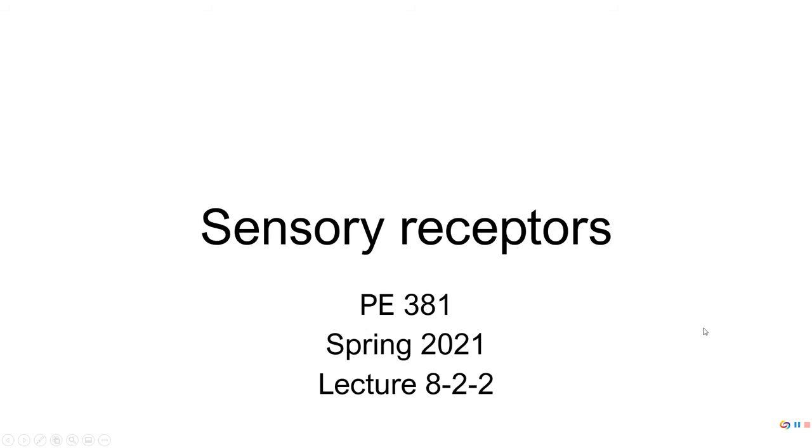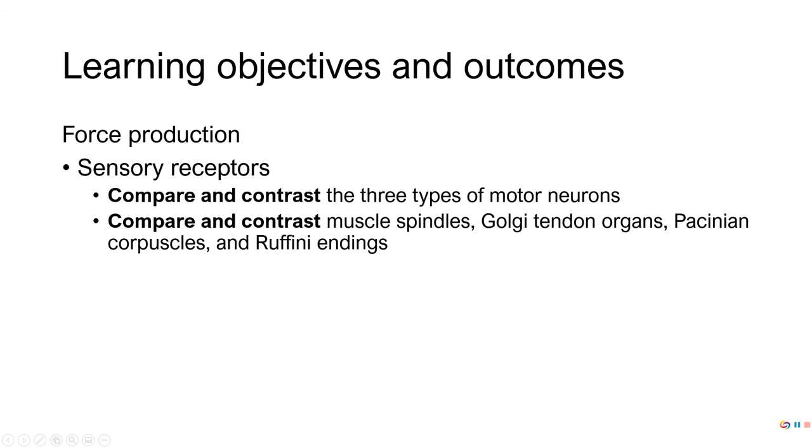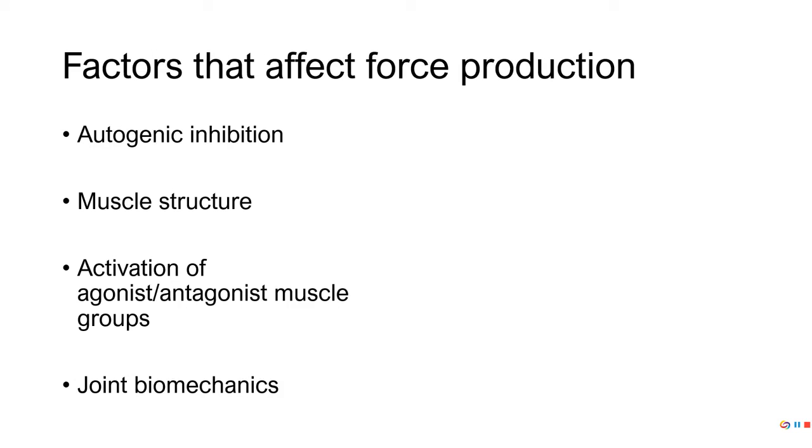Okay, so with this lecture, we're going to talk about sensory receptors. Okay, and we're going to do this by talking about 3 types of motor neurons and then 4 different types of sensory receptors. But just to start, I don't think I mentioned this earlier, so I want to mention it now. There are many different factors that affect force production. Okay, and there's something called autogenic inhibition that we're going to talk about here in just a minute.